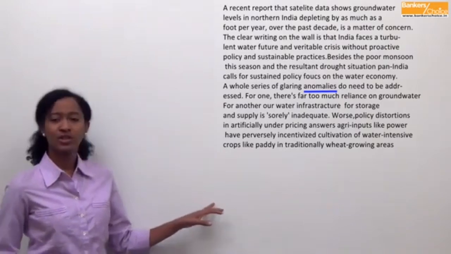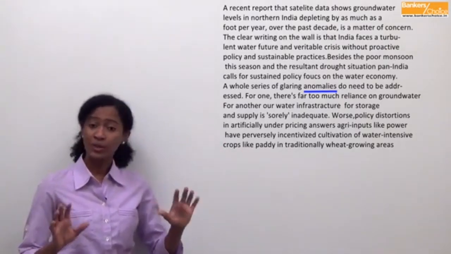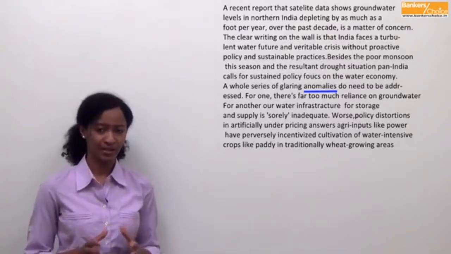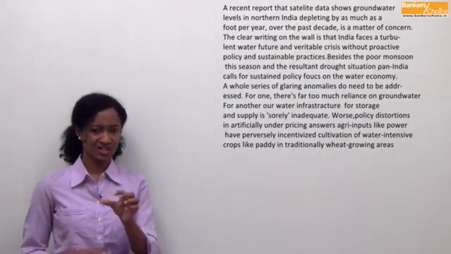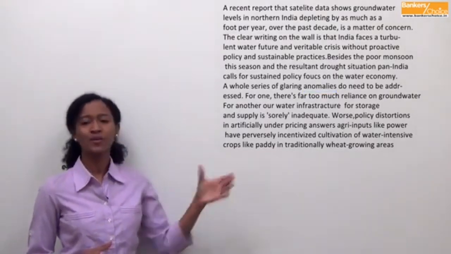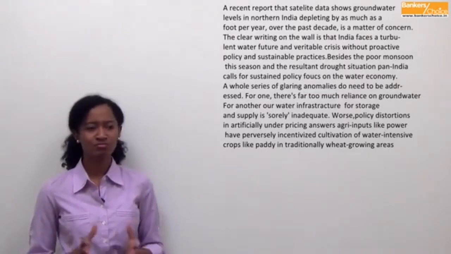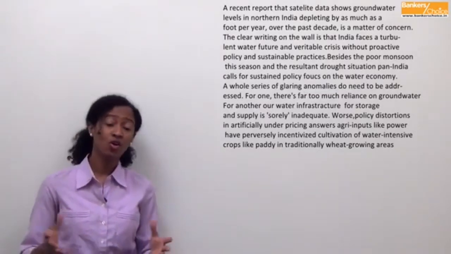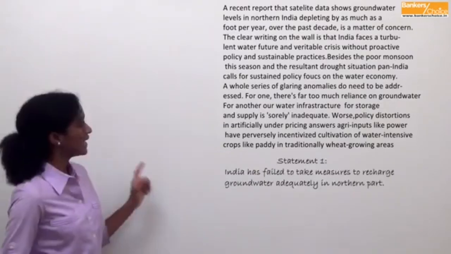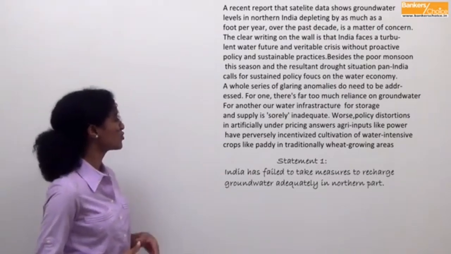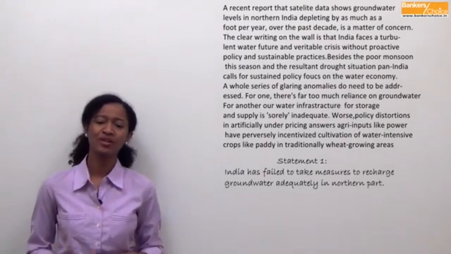So we've gone ahead and looked at certain words which we think will be posing a problem for us in terms of meaning and understanding the context as a whole. Now let's go ahead and look at certain statements and see from the given passage if those statements are definitely true, probably true, maybe there's insufficient data, or probably false or definitely false. So let's look at our first statement. India has failed to take measures to recharge groundwater adequately in the northern part. Now that's our statement 1.